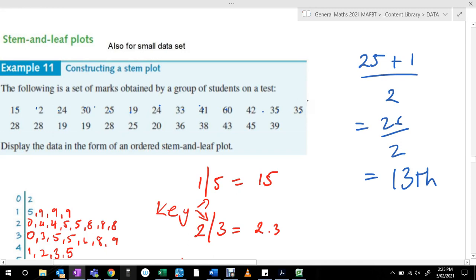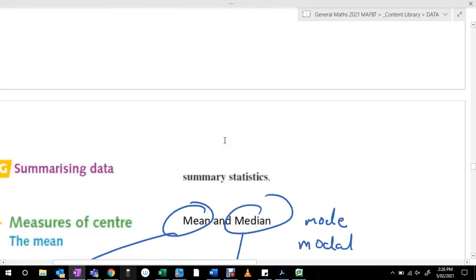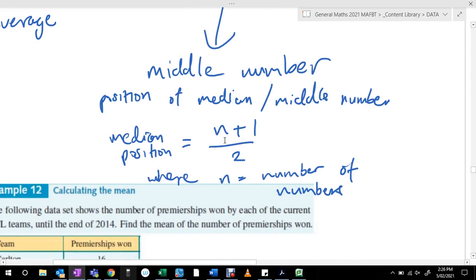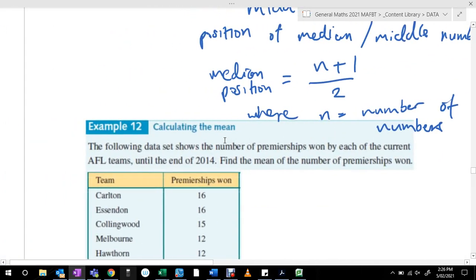But hypothetically, if this was in lowest to highest, then this would be the middle number, okay? But you have to put it from lowest to highest. So this just tells you that n plus 1 divided by 2 is the position of the median. Okay, that tells you the position of your median, if you had to look for it. But generally, your calculator will do it for you, which is a good thing.